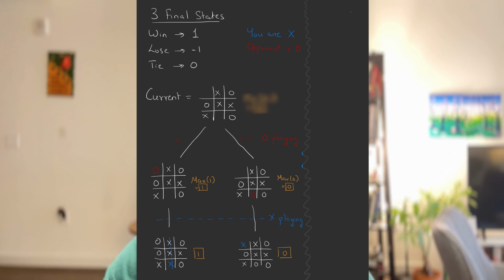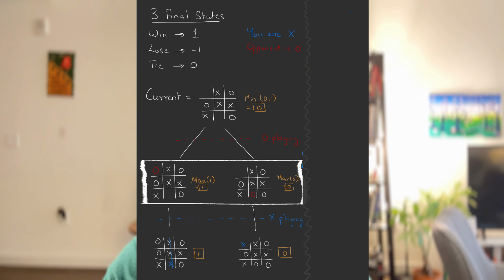Now let's go one level above. One level above, who was supposed to play the game? Your opponent was supposed to play the game. And what is your opponent trying to do? Your opponent is trying to minimize the probability of you winning. So what will the opponent do? The opponent will look at all the children and try to see which child is giving them the minimum utility or the minimum value. Now in this case, there are two children.